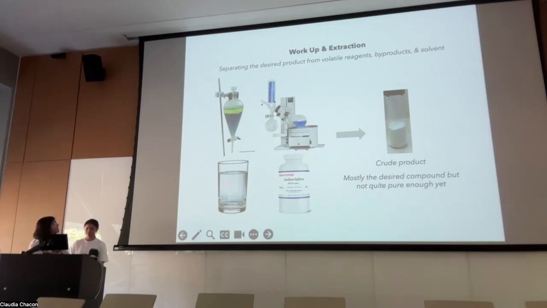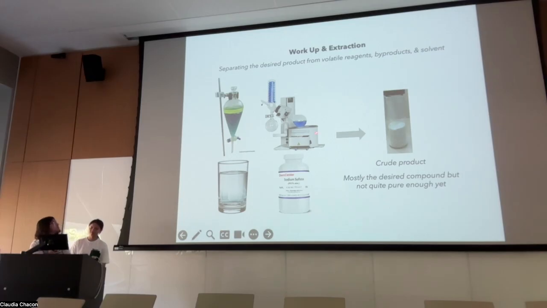And this over here is brine, which is a salt water mixture, and it's good to use after the separatory funnel because it uses equilibrium to draw out the remaining water from the organic layer into the brine. And this is sodium sulfate, which also helps with water removal because it clumps up with the water.